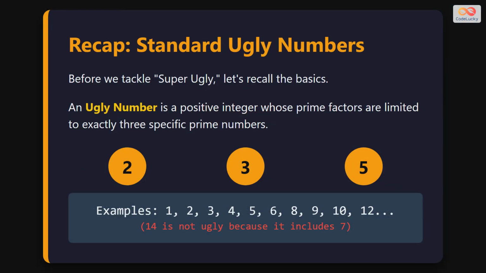First, let's briefly recall what a standard ugly number is. Traditionally, ugly numbers are positive integers whose only prime factors are 2, 3, and 5. For example, 6 is ugly because it is 2 times 3. 8 is ugly because it is 2 cubed. However, 14 is not ugly because it includes the prime factor 7, which is not in our allowed set.